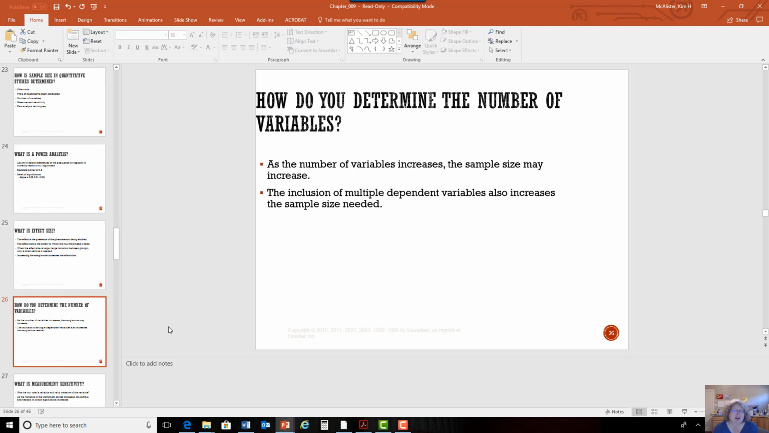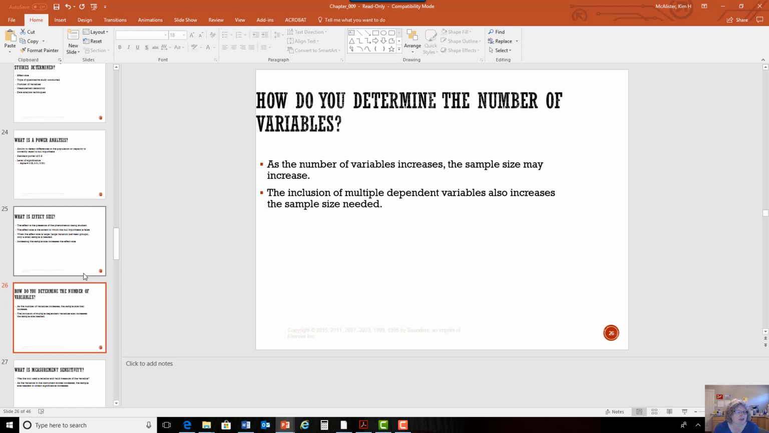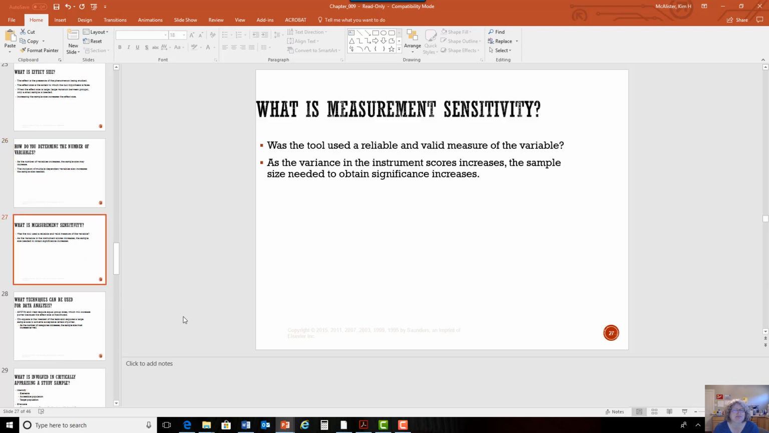So the number of variables is going to depend on what it is you're studying. And if you add more variables to the study, then you're probably going to need to increase your sample size. And that also will help you have better validity with the study as well.